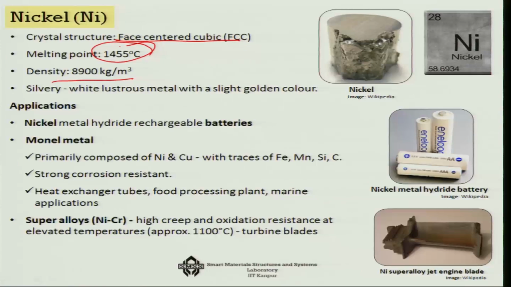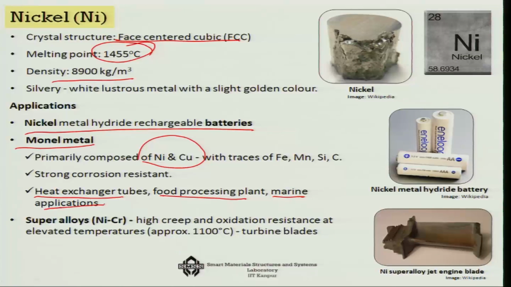That is why when it is used with copper, this luster predominates and you get German silver out of it. And application wise, it is used nowadays very much in batteries and also in some alloys with copper, like one very famous, Monel metal, primarily composed of nickel and copper with traces of iron, manganese, silicon and carbon. It has a strong corrosion resistance and it is used in heat exchanger tubes, food processing plants, marine applications, etc. Wherever there is a chance of corrosion, this is of very good use.